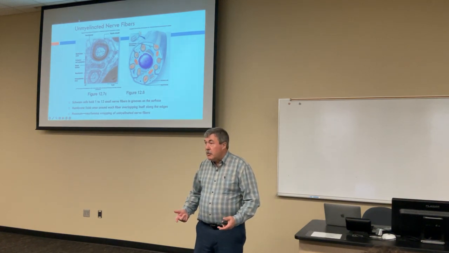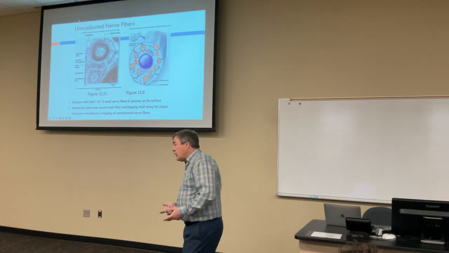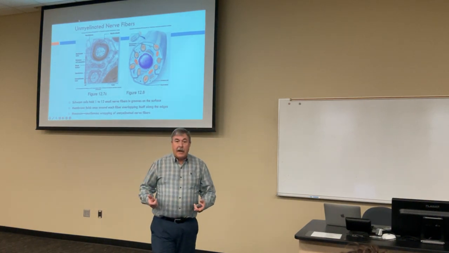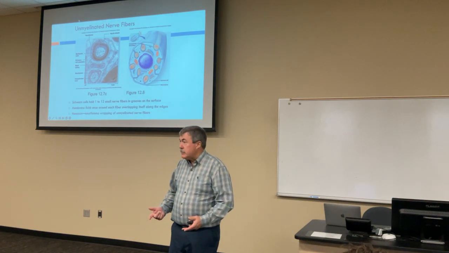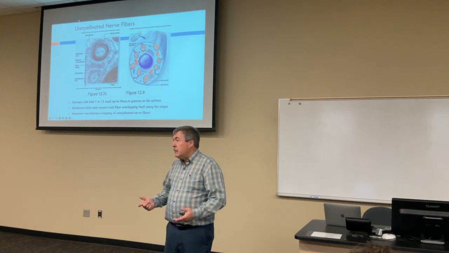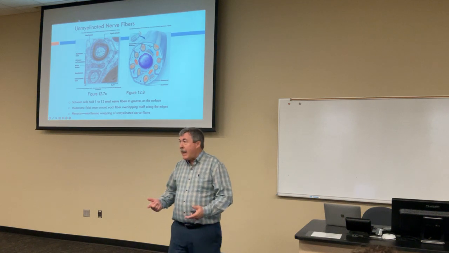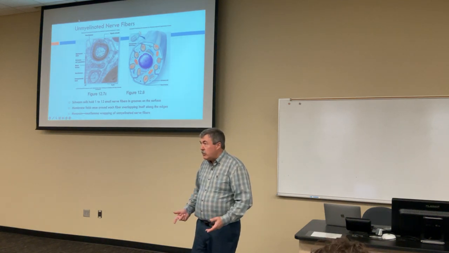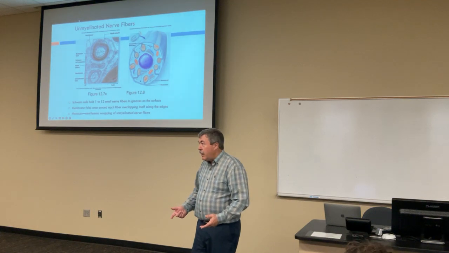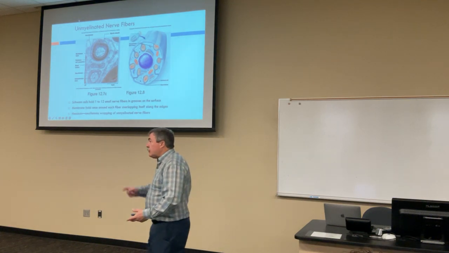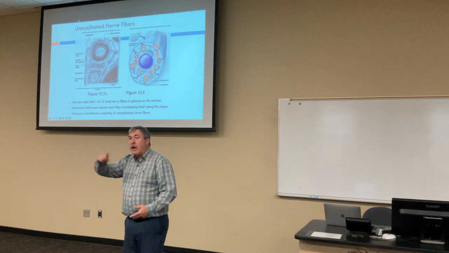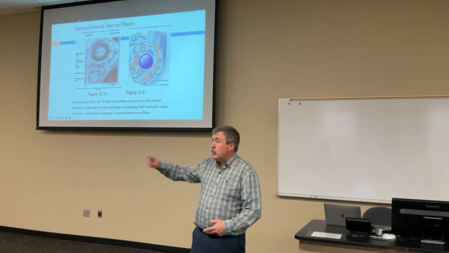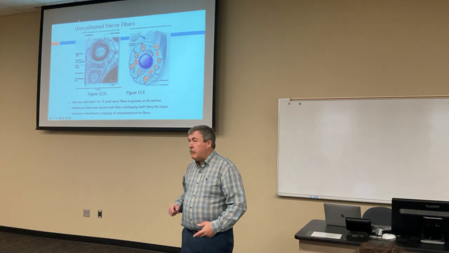But there is such a thing as unmyelinated axons in the peripheral nervous system. But even unmyelinated axons have Schwann cells associated with them. But the Schwann cells don't wrap around and around and around like you would if you were winding electrical tape around a wire.